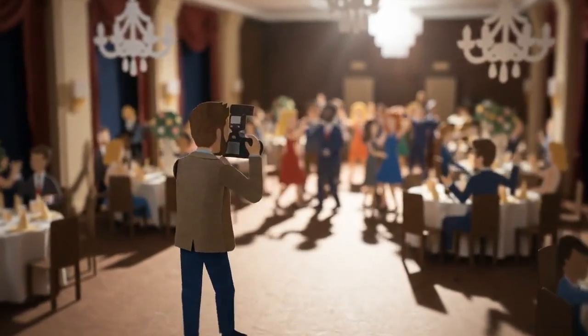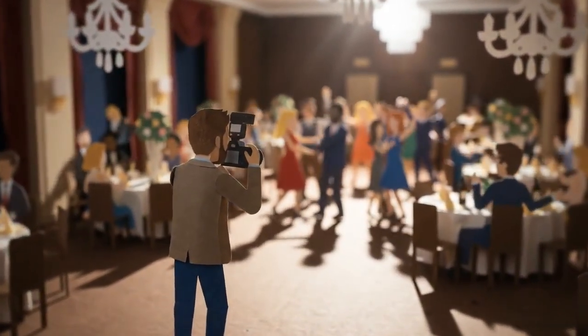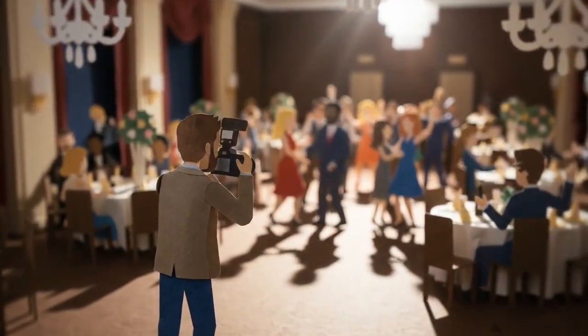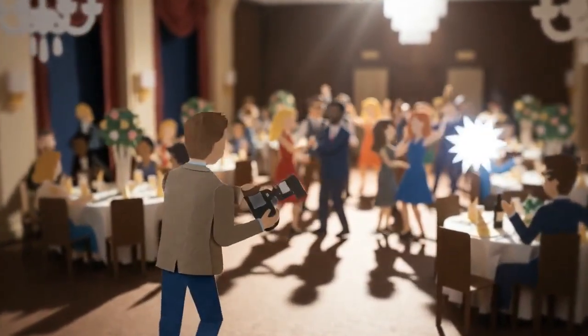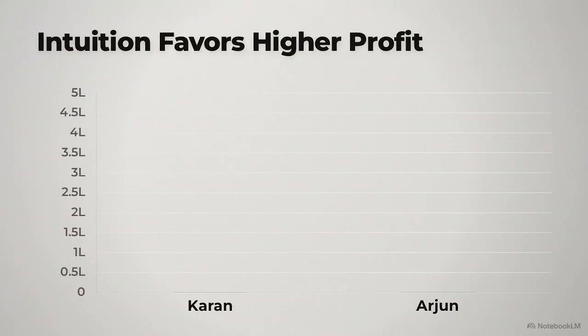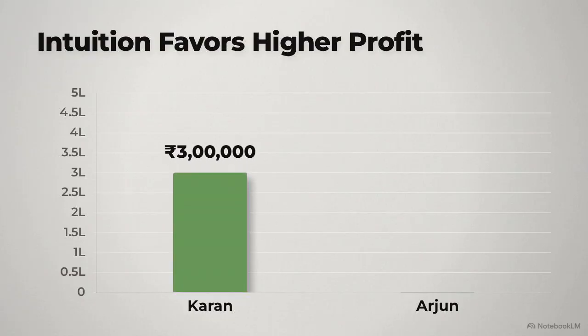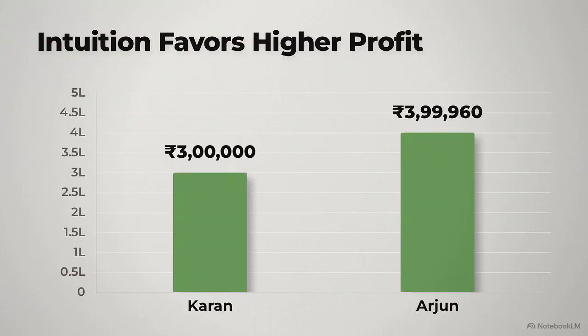Meet Karan and Arjun. Both of these ambitious friends have recently launched their own independent wedding photography businesses. First-year numbers are in. Karan generated 3 lakh in profit, while Arjun generated 4 lakh. Who is the better owner?